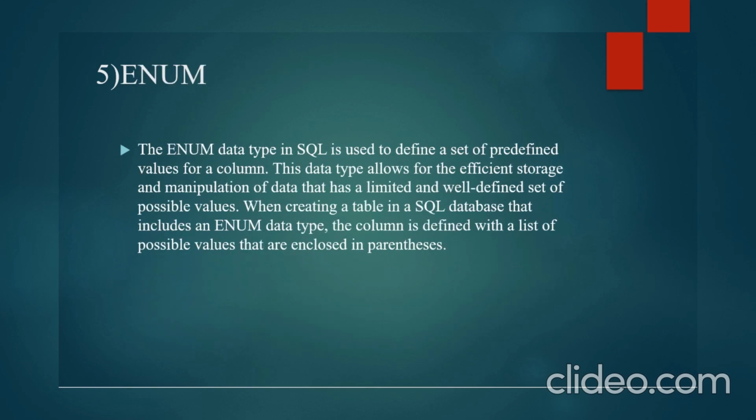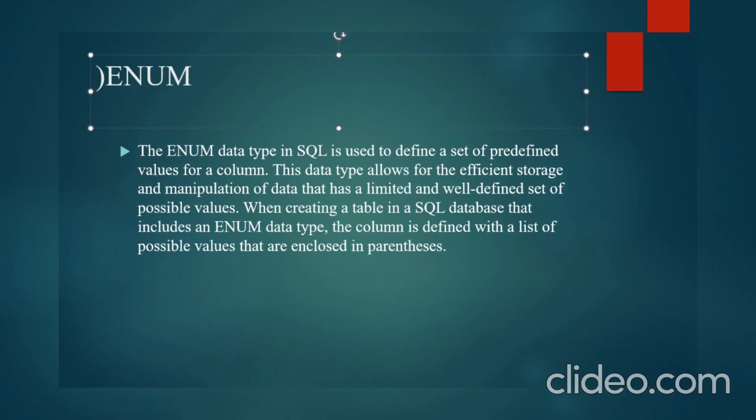Now let's see the sixth one. The sixth one is the enum data type. The enum data type in SQL is used to define a set of predefined values for a column. This data type allows for efficient storage and manipulation of data that has a limited and well-defined set of possible values. When creating a table in a SQL database that includes an enum data type, the column is defined with a list of possible values that are included in parentheses. The enum data type is commonly used for storing a list of values.